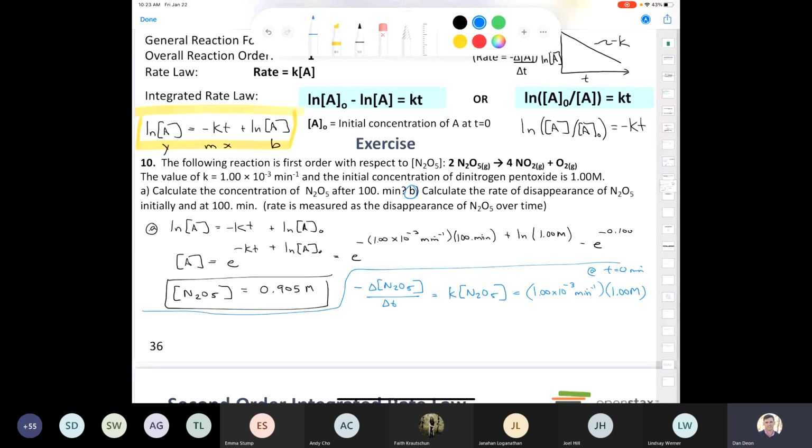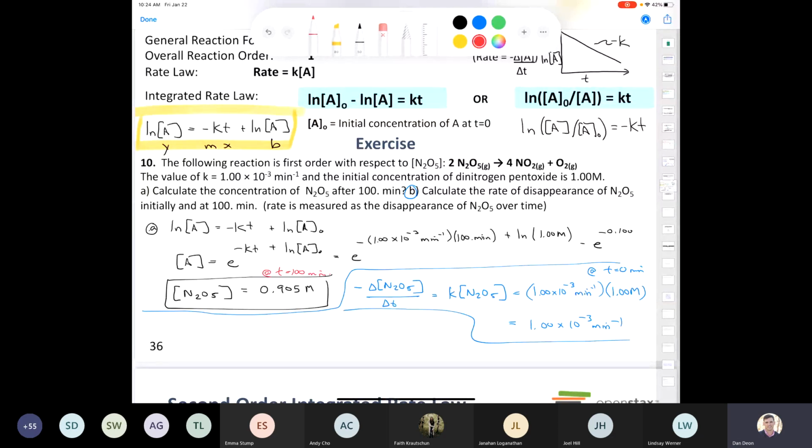And when you multiply all that out, you get 1.00 times 10 to the negative 3 reciprocal minutes, okay? If we wanted to do it at 0 minutes, we would do, oh, sorry, that's t is equal to 0. At t is equal to 100 minutes, this is the concentration at t is equal to 100 minutes. Sorry, I'm having a hard time reading my writing here. I made some notes about this.